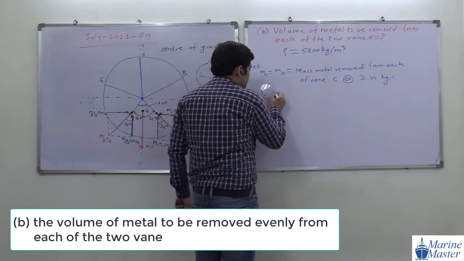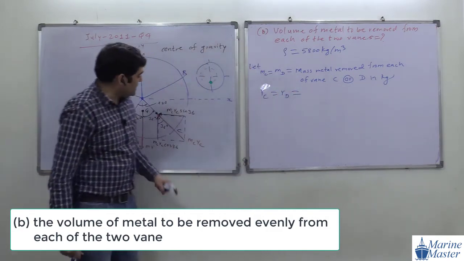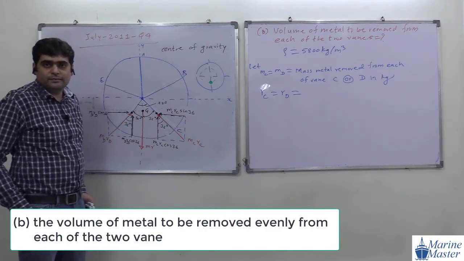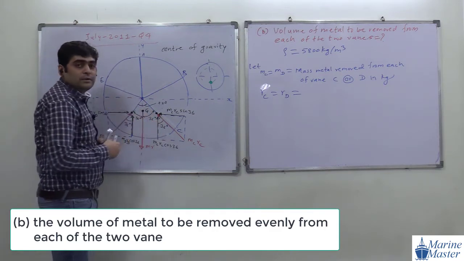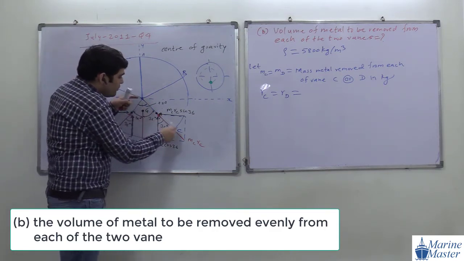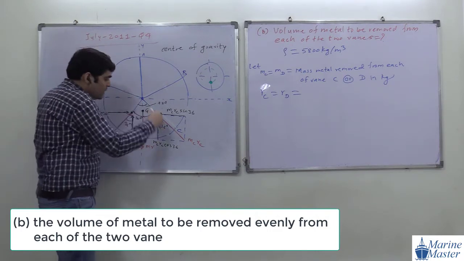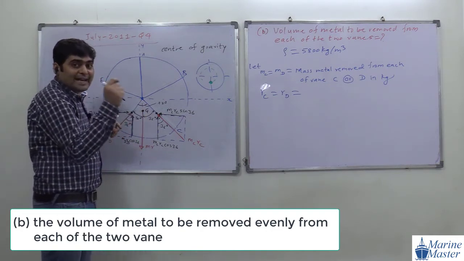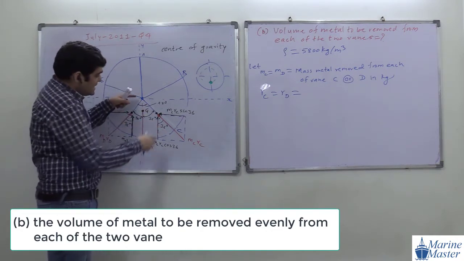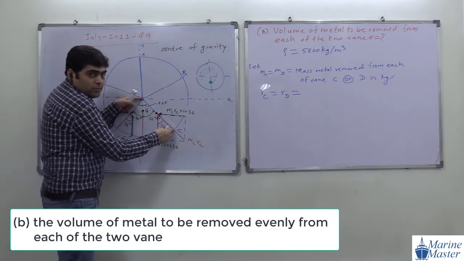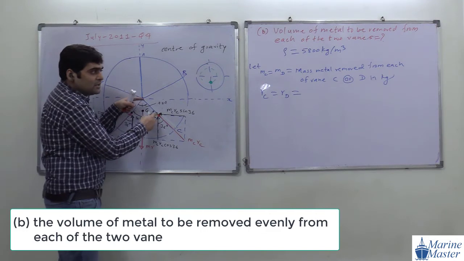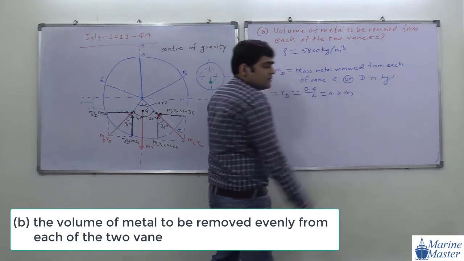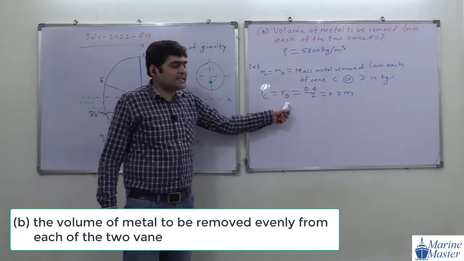Now what is the value of RC and RD here? The radius for mass removal will be how much? See, what is the total length of each vein? 0.4 meter. And we are removing metal evenly throughout, so where will that mass act? The total removal acts exactly at the center. So total length is 0.4 meter, and at the center it is 0.4 divided by 2, which is 0.2 meter. Any doubt in RC and RD?